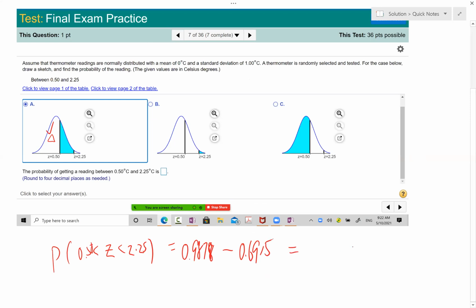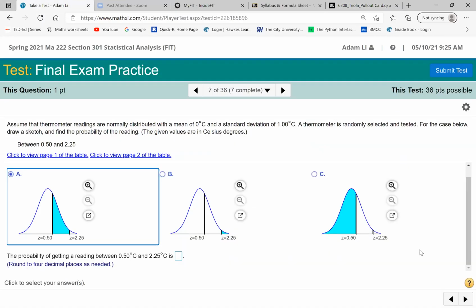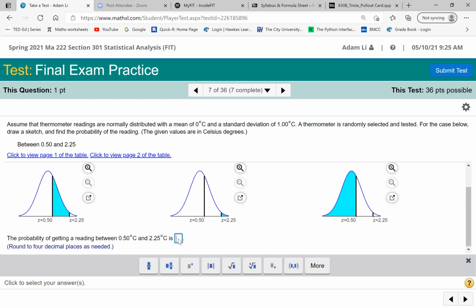So this should be 0.2963. But let me just double check. I don't want to give you the wrong answer. And yeah, that's right. Okay, so I have the right answer. 0.2963. That's what we're looking for. Okay. Yeah, so that's what it is.